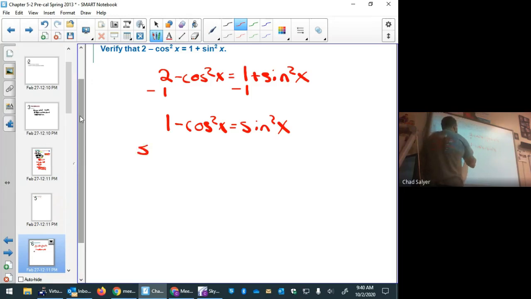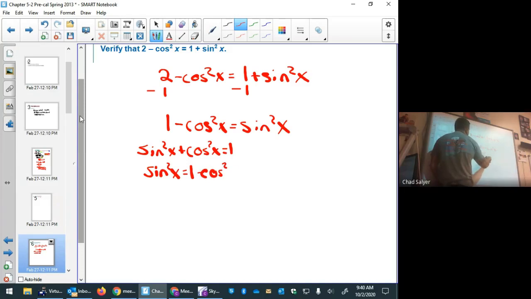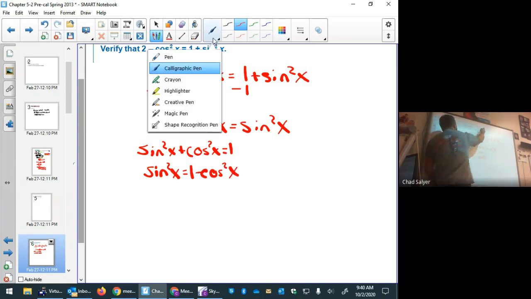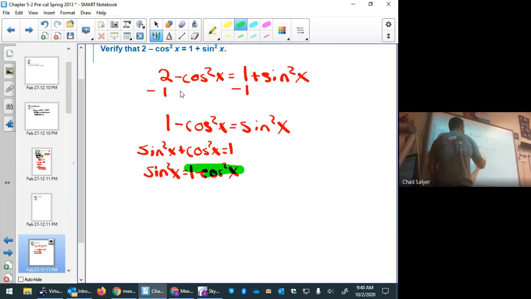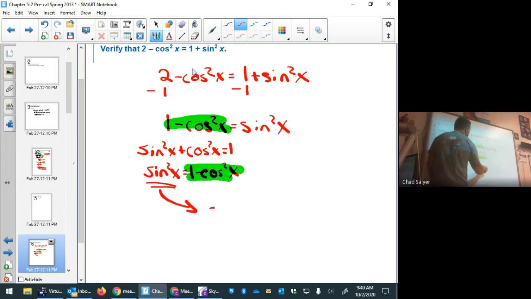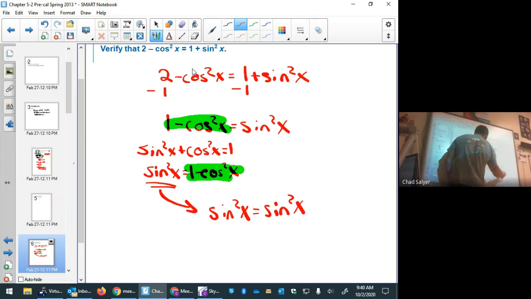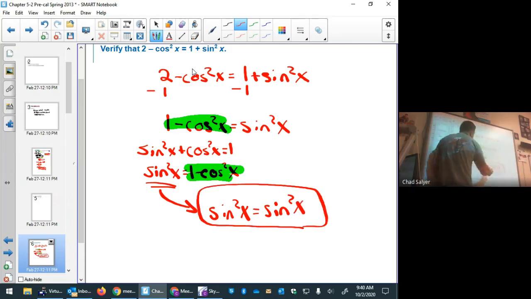Here we're going to use the Pythagorean identity for that left side. And if I subtract cosine squared x from each side, I'll get this. And I see that this expression and this expression are the same. So I can substitute this equivalent expression for it. And I get right away verified identity.